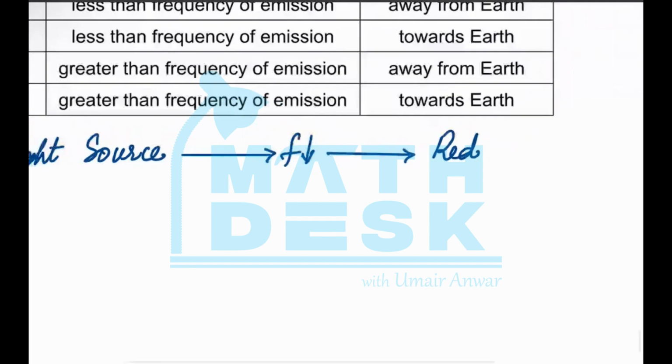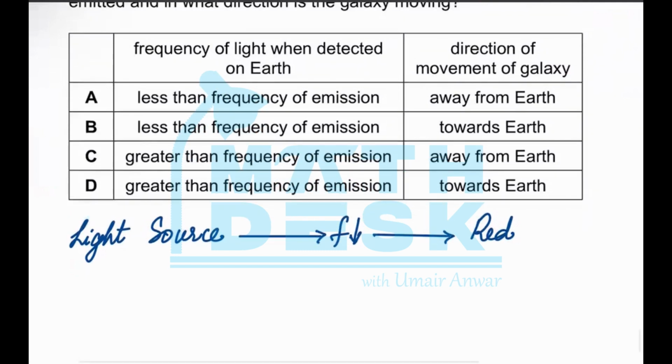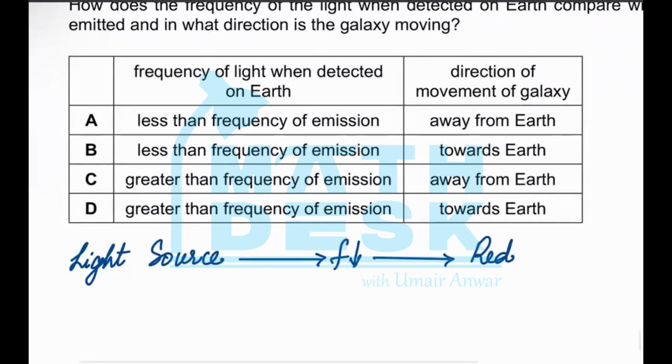So this phenomenon is called red shifting, because the light source is moving away from the observer, and the observers on the planet can see that the frequency of the light is reducing, so the color of the light seems to be red. So we can say that the frequency of the light when detected on Earth is lesser than the frequency at emission. And the galaxy is also moving away from the Earth. That is why the red shift is taking place. So option A would be the correct option here.